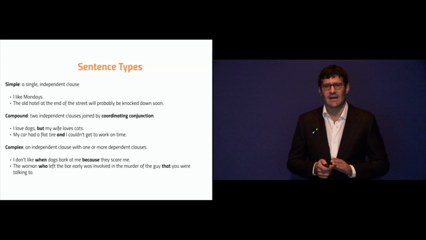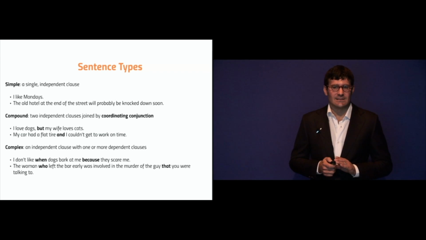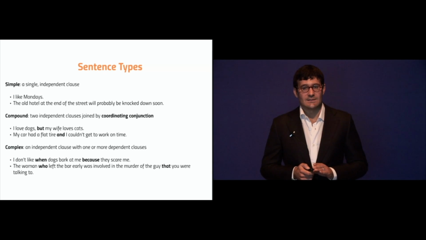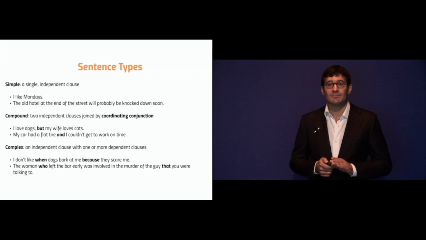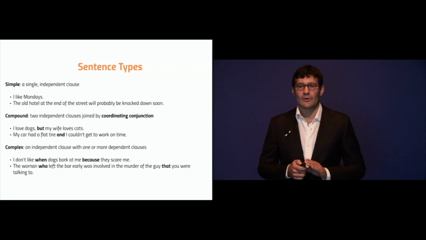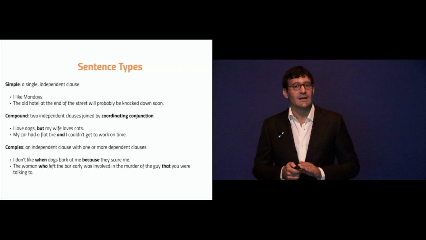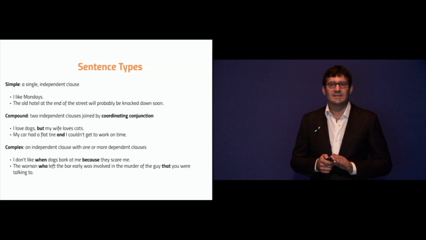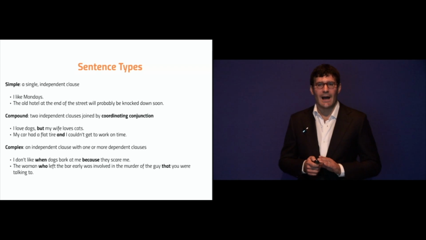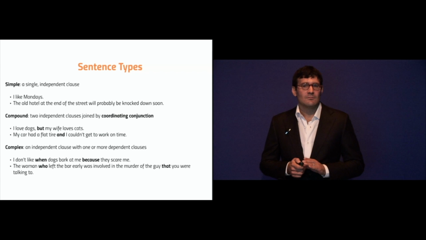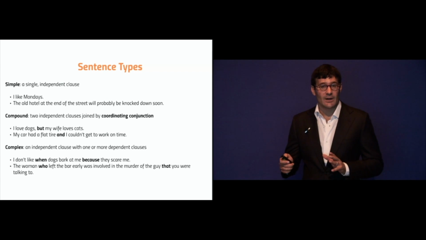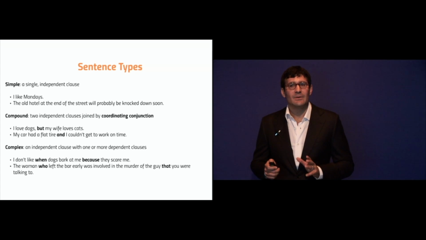The last sentence type is what we call a complex sentence. And that is an independent clause with one or more dependent clauses. I don't like when dogs bark at me because they scare me. The woman who left the bar early was involved in the murder of the guy that you were talking to. So when and because in the first sentence signal a dependent clause. And why? Well, I don't like. What don't you like? Well, it gives a little bit of a condition. I don't like when dogs bark at me. Why not? Because they scare me.